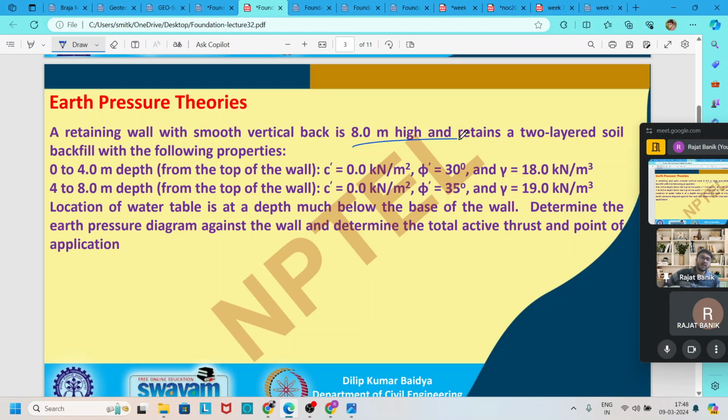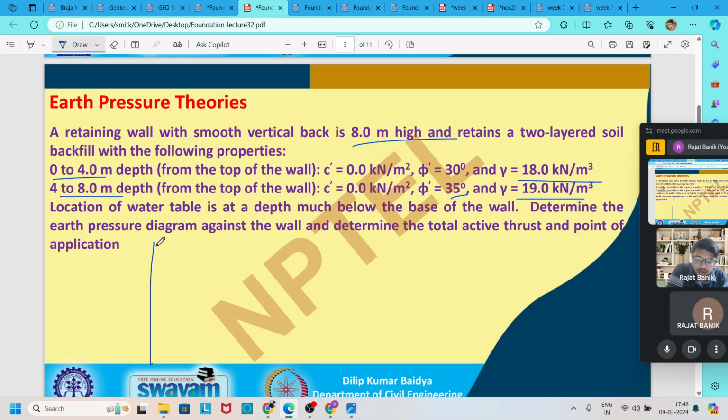The wall is 8 meter high. Two layer soil is given. From 0 to 4, C is 0 and phi is 30 degree and gamma is 18 kilonewton per meter cube. From 4 to 8, C is 0, again phi is 35 degree and gamma is 19 kilonewton per meter cube. So first draw this pressure diagram and try to solve it.